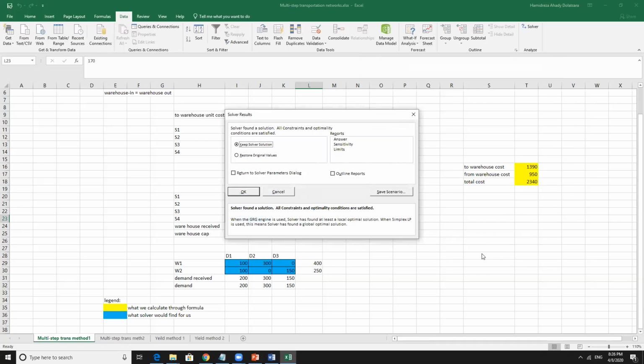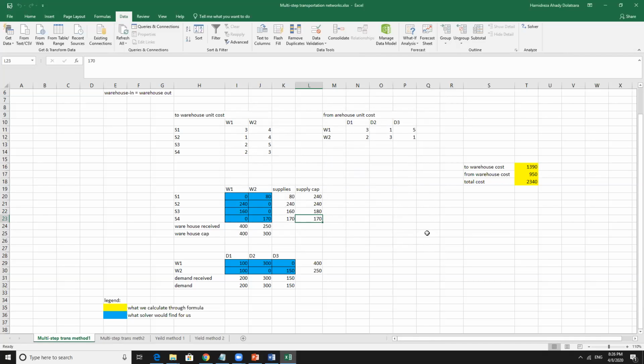So if you solve it, you get the answer. The inflow cost is 1319, the outflow from the warehouse is 950, and the total cost is 2314. And you can see, for example, you don't send anything from supplier 1 to warehouse 1, but you send 80 to warehouse 2. And as you see, all the constraints are satisfied.